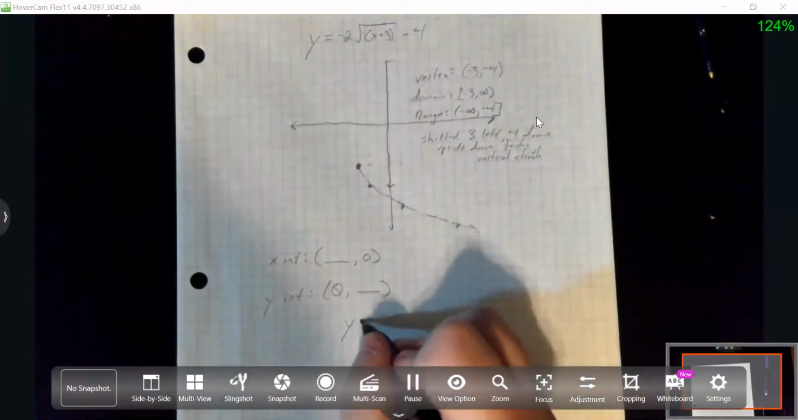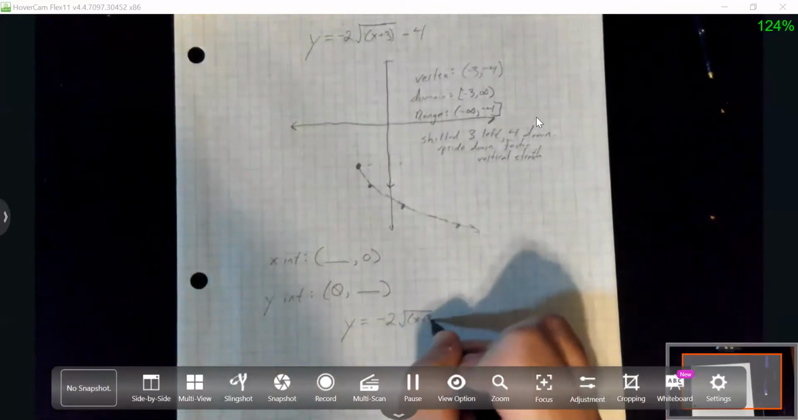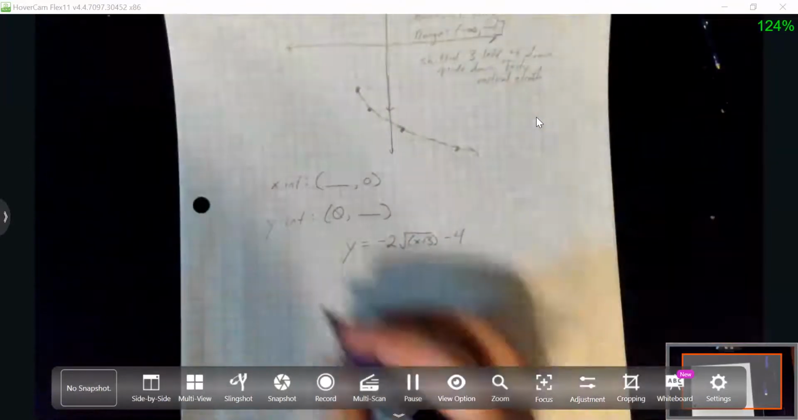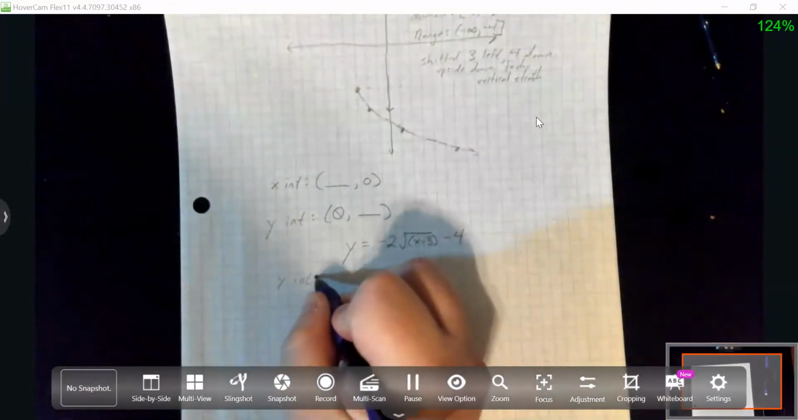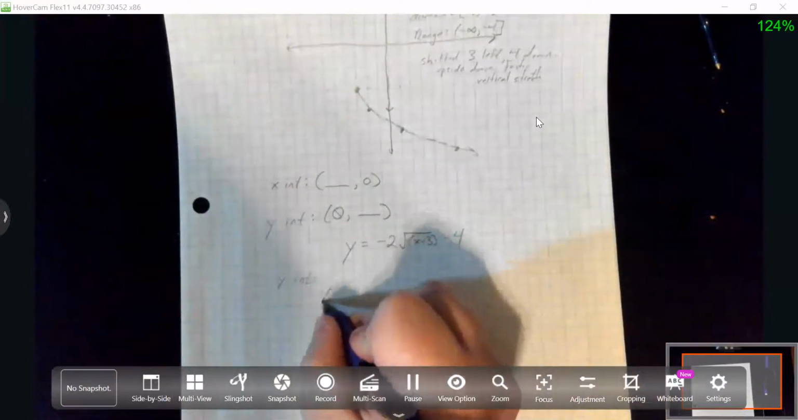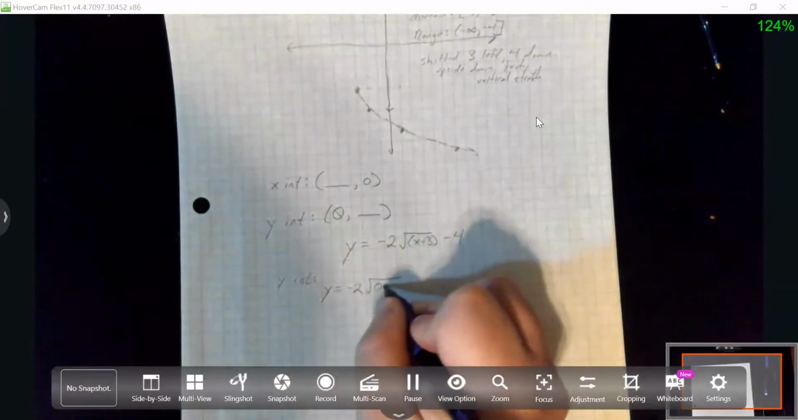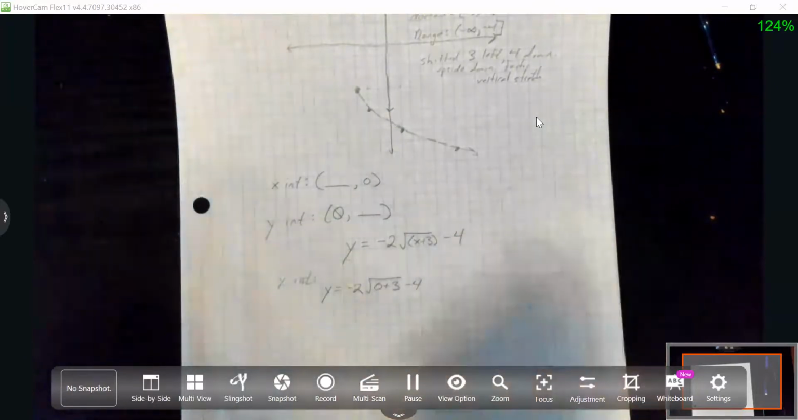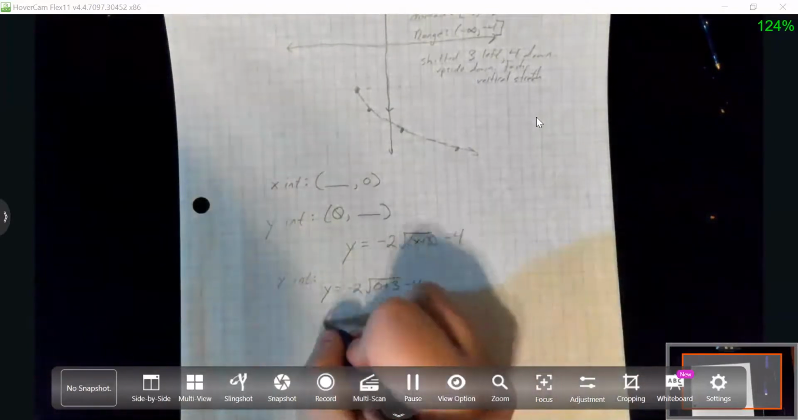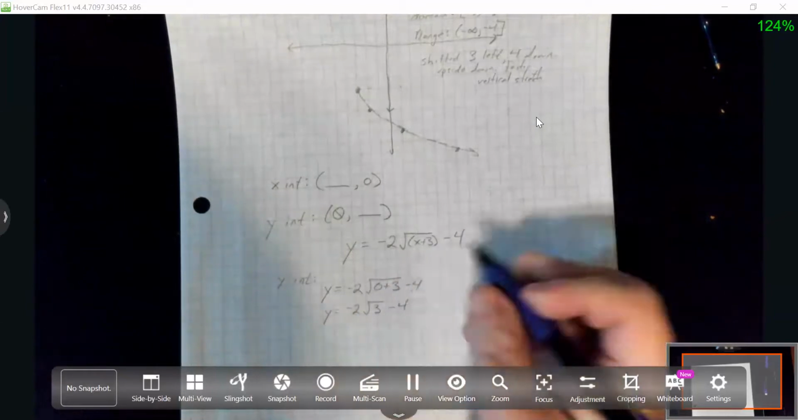So remember, our basic formula that we have here is y equals -2 the square root of x plus 3, minus 4. So let's say we want to find a y-intercept first. On a y-intercept, x is 0. So I'm going to plug in a 0 for x: -2 the square root of 0 plus 3, minus 4. At this point, all we need to do is simplify. So that gives me y equals -2 the square root of 3, and then minus 4.